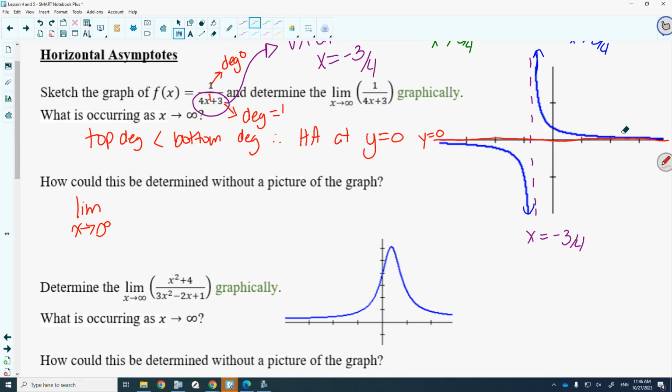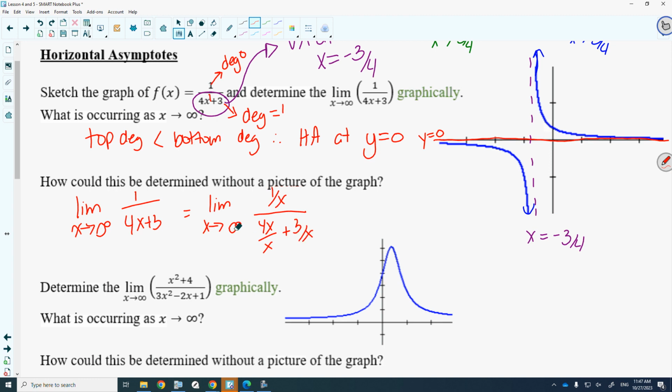of my function, 1 over 4x plus 3, is equal to the limit as x approaches infinity. We're going to divide each term by x. You look at your denominator and the highest degree is in x, so we're going to divide everything by x. In my numerator, I'm going to have 1 divided by x, and in the denominator 4x divided by x, plus 3 over x.